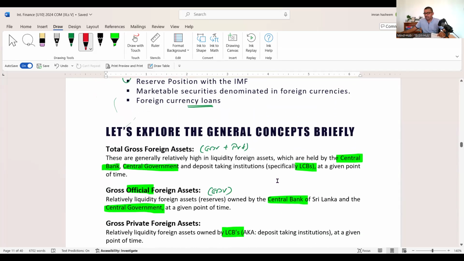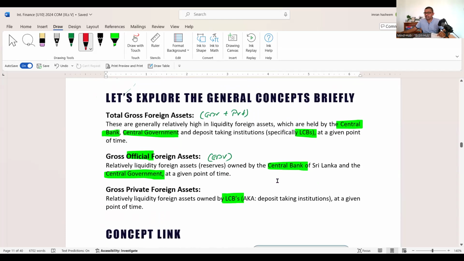Right. Then let's explore, we did this part also, general concepts, right? What does the term total mean? What does the term gross mean? What does the term net mean? What does the term official mean and private mean? So what are the words? Total, gross, net, official, private.